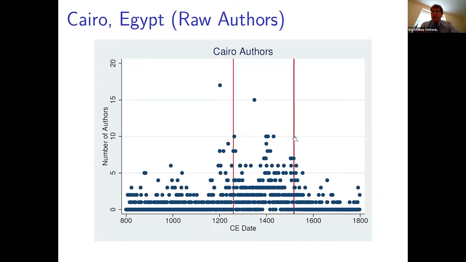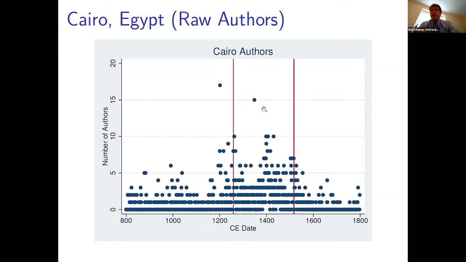Whether or not this is actually a real decline in Cairo's population or a change in the underlying relationship between knowledge production and city size is something that I think is open to interpretation, but I just wanted to flag that in case people were curious about why you get this decline after that.